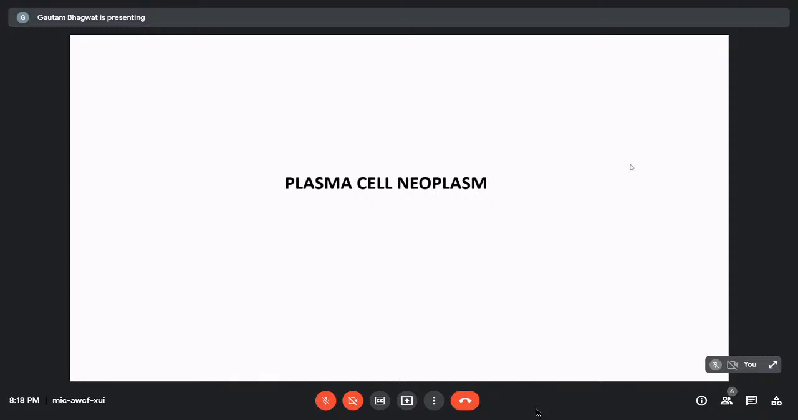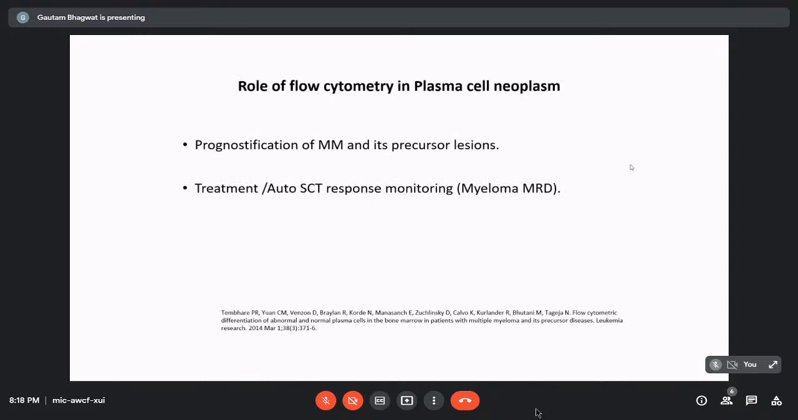Coming to another mature B cell neoplasm, that is the plasma cell neoplasm. I am not going into the details for this, but there is a role of flow cytometry in plasma cell neoplasm, that is prognosis of multiple myeloma and its precursor lesions, and very important, treatment or autologous stem cell transplant response monitoring, that is myeloma MRD. And now you have next generation flow cytometry which looks into more than 50 lakh, more than 1 crore events, and you go deeper and deeper into measuring the residual disease.